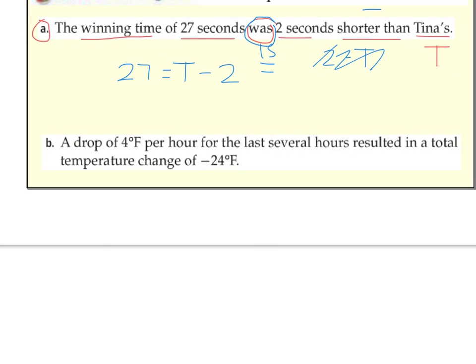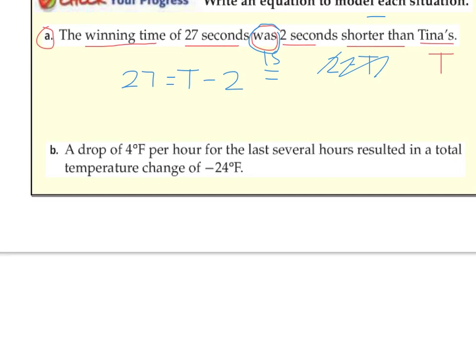Try another one. A drop of 4 degrees per hour for the last several hours resulted in a total temperature change of negative 24. Find your keywords. So I see a drop of 4 degrees. That sounds like negative 4. Per hour, meaning if it happened for 1 hour, it'd be negative 4. 2 hours, negative 8. 3 hours, negative 12. That sounds like repeated addition or multiplication.